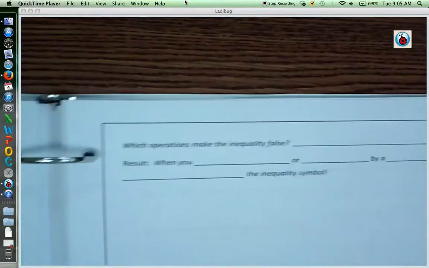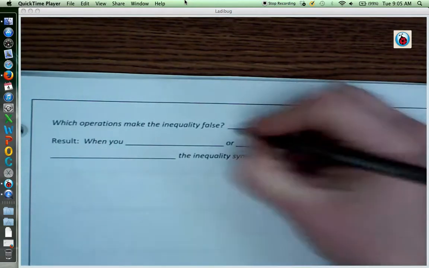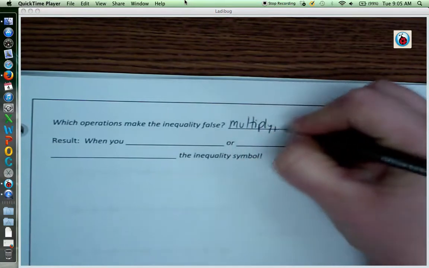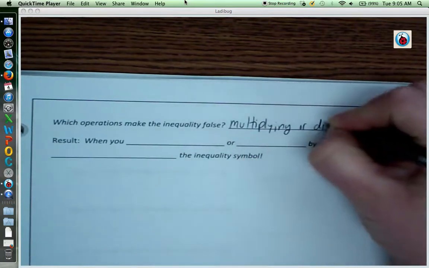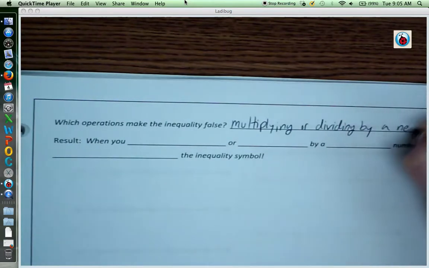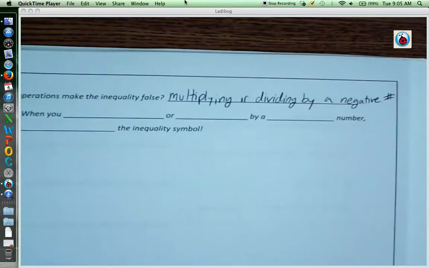So which operations make the inequality false? This would be multiplying or dividing by a negative number. Multiplying or dividing by a negative number makes our inequality symbol false. So we have to correct that.